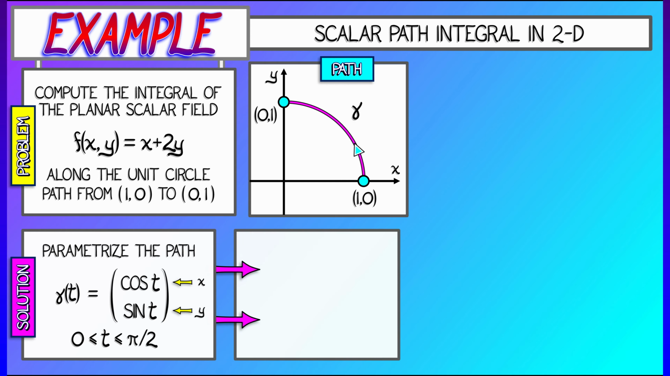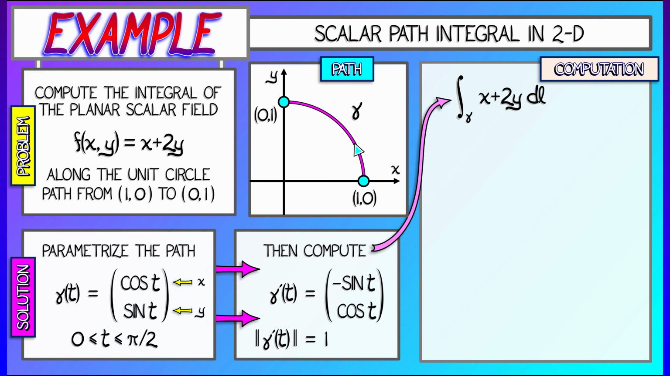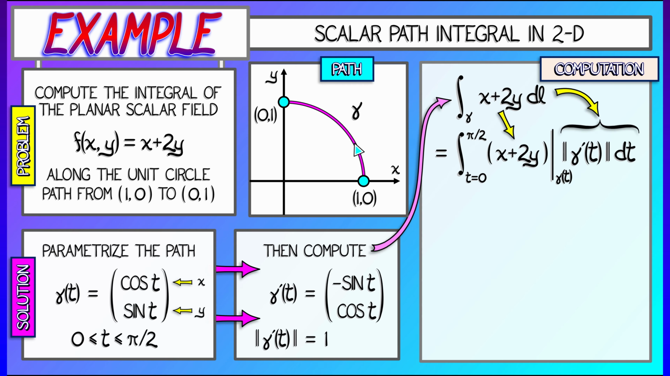Now, to compute the arc length element, we're going to need the derivative of this gamma. Gamma prime of t is clearly (minus sine of t, cosine of t), from which we see that the length of gamma prime is a constant equal to 1. This is a unit speed path. Okay, now to integrate the scalar field x plus 2y over this path gamma, what do we do? We integrate using t as t goes from 0 to pi over 2. dl, the arc length element, becomes simply dt because gamma prime is always of length 1.